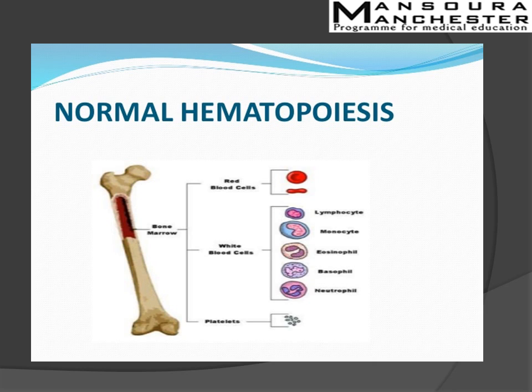Hematopoiesis is the process of blood cell formation. Hematopoiesis is divided into three lineages: the erythroid lineage, which is responsible for red blood cell formation, the myeloid lineage, which is responsible for white blood cell formation, and the megakaryocytic lineage, which is responsible for platelet formation.